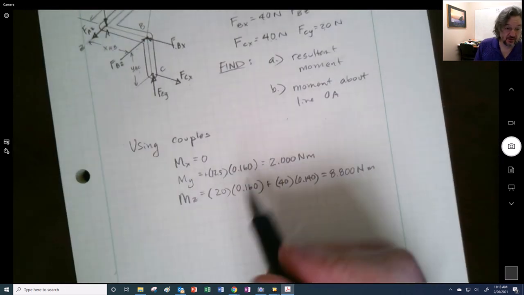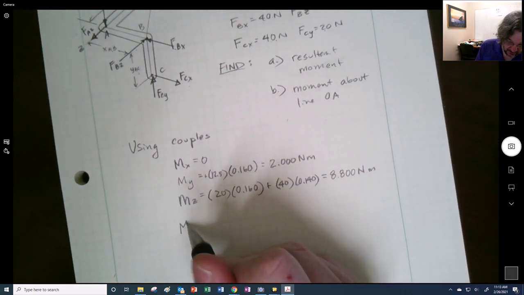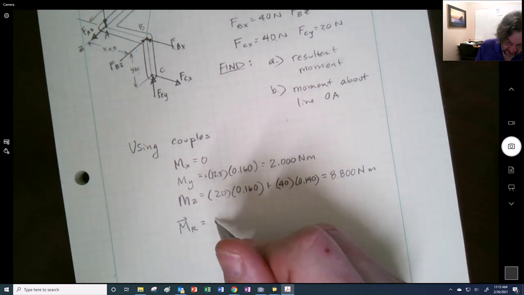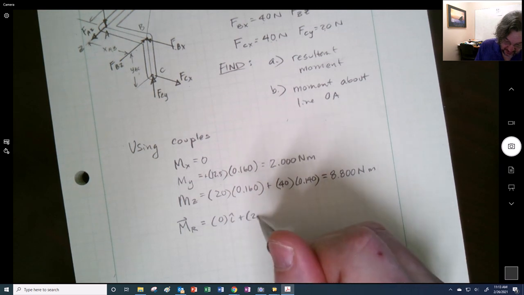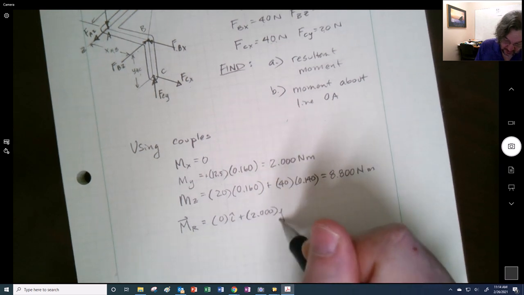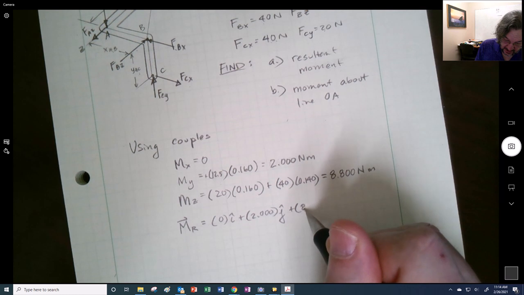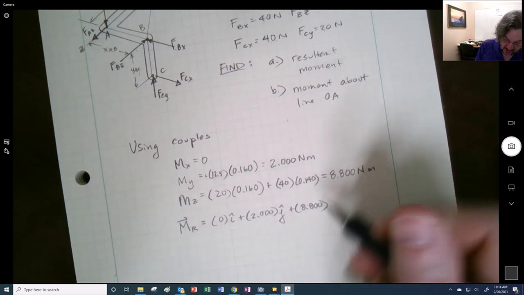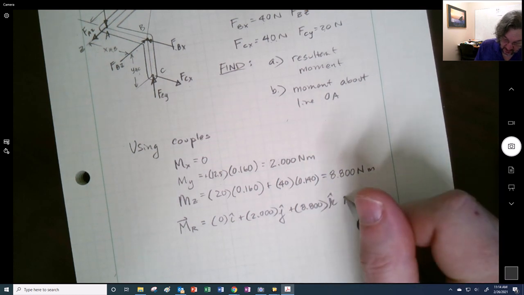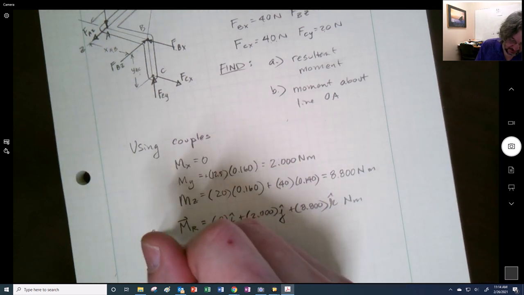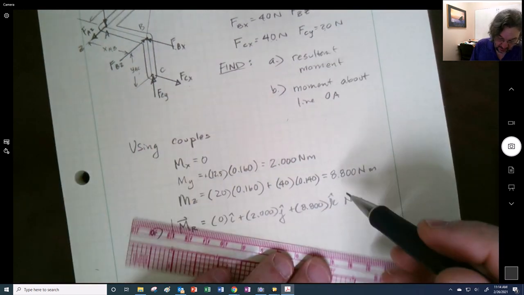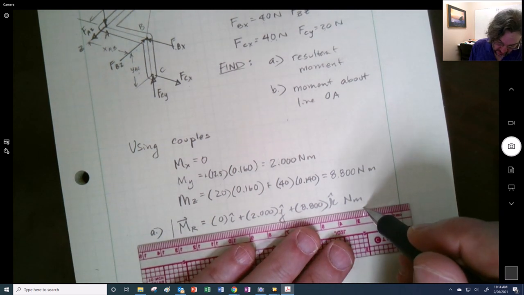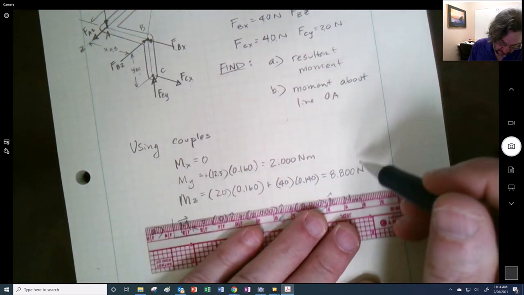So the answer to this right here, the resultant moment, if you will, is going to be 0i plus 2j plus 8.8k Newton meters. That's part A. Normally I wait to the end to box these things, but I'll put it in right in here. I wrote it out so nice and neatly.